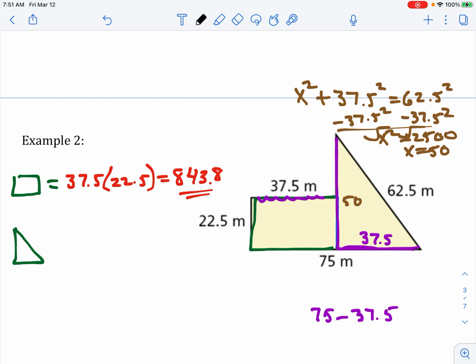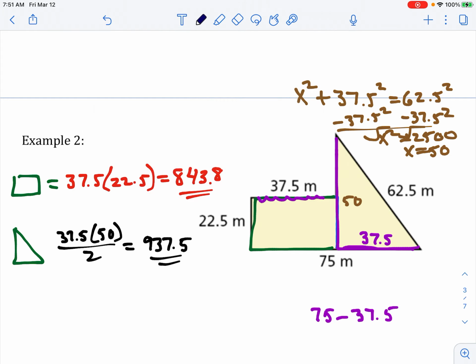Now, to find the area of the triangle then, I'm going to take base 37.5 times height 50, and I'm going to divide that by 2 because the area of a triangle is base times height divided by 2. That gives us 937.5.